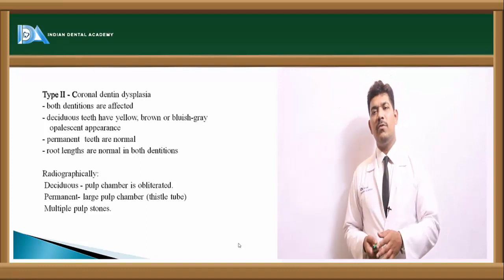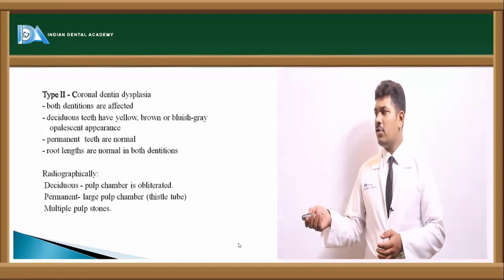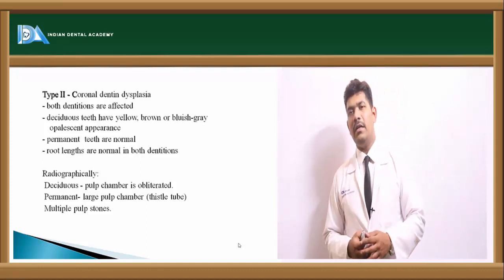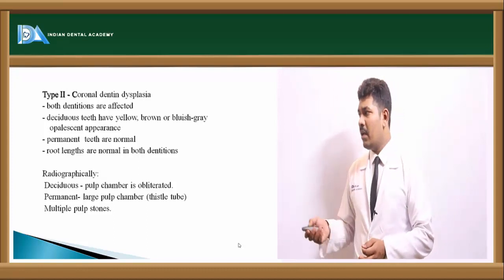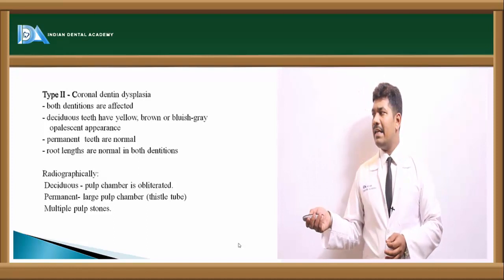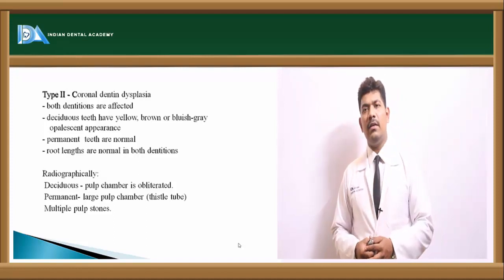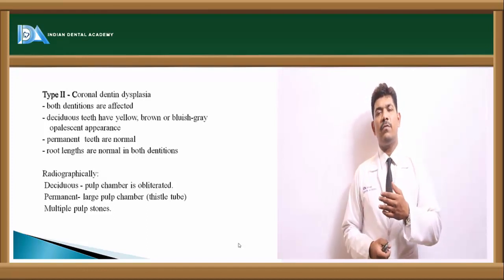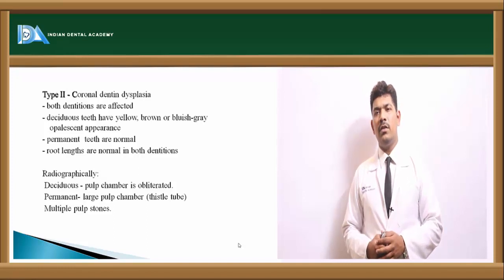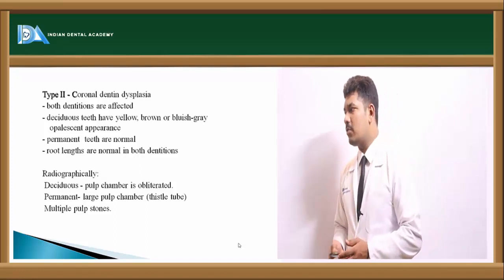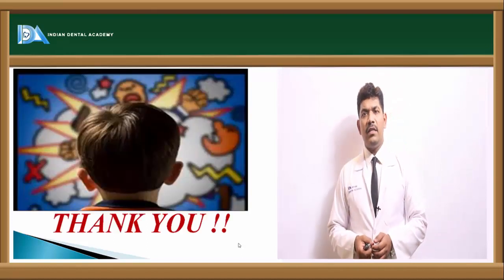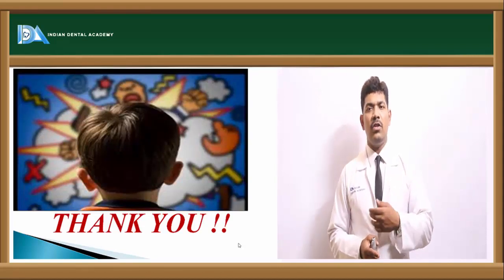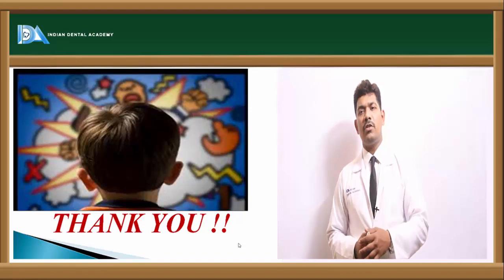This is at the expense of the coronal dentin, and there are also multiple pulp stones, which are all atypical features of this particular anomaly called coronal dentin dysplasia. Clinically, teeth appear opalescent or translucent in color. Radiographically also, the density is far lesser than the normal tooth structures, and we see large pulp chambers with pulp stones. So that brings us to the end of the developmental anomalies owing to the size, shape, number or even the structure of the teeth. Thank you.